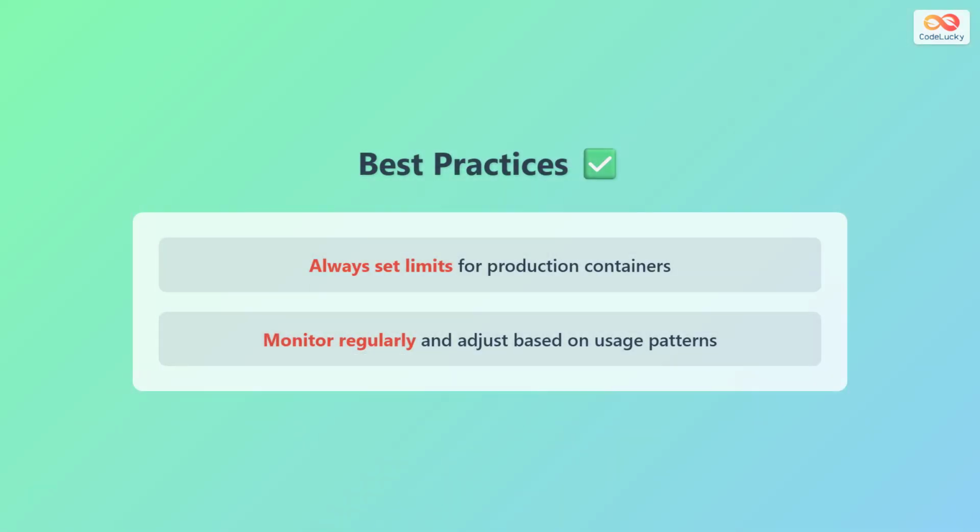Let's summarize the best practices for container resource limits. Always set limits for production containers to ensure resource availability and system stability. Regularly monitor resource usage and adjust limits based on observed usage patterns. This adaptive approach helps in maintaining optimal performance and preventing resource contention.